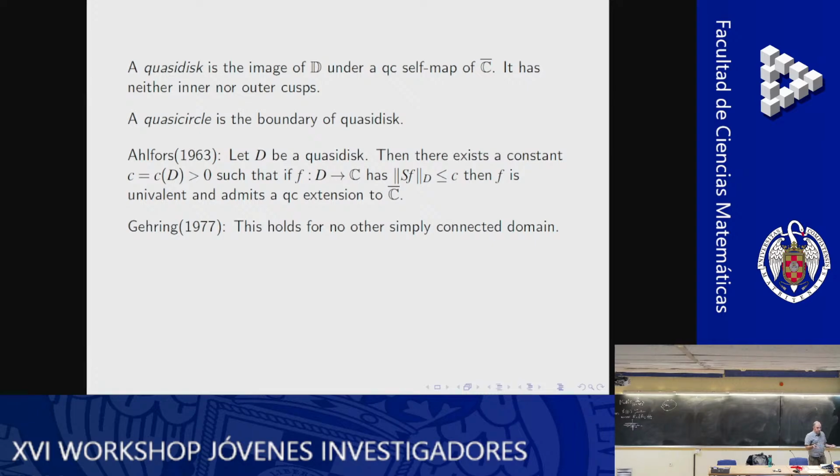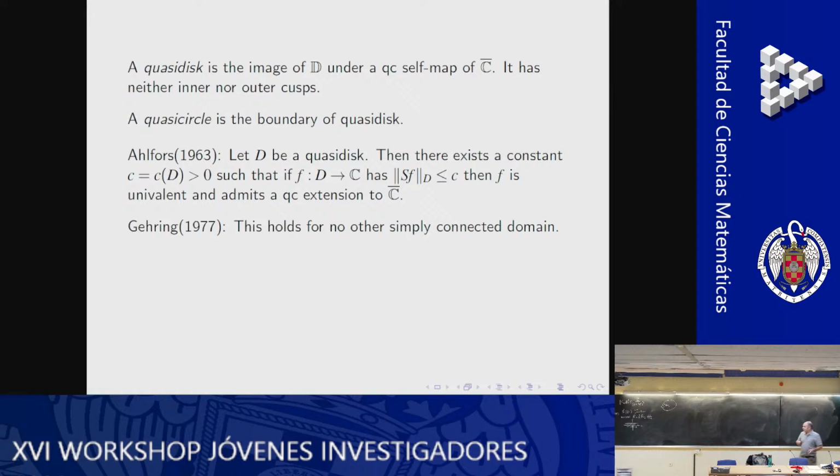Actually, Ahlfors proves the quasi-conformal extension. The univalence is of course immediate, right? Quasi-conformal means homeomorphic in the whole Riemann sphere. Therefore, you're already univalent in the restricted domain. It took about 14 years to show that this class of domains is sharp. You cannot have a univalence criterion in any other simply connected domain.